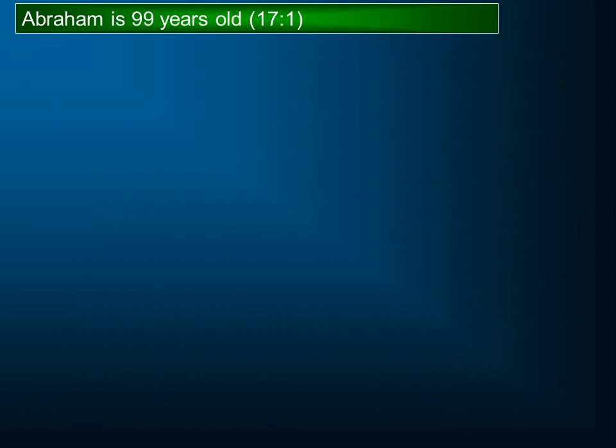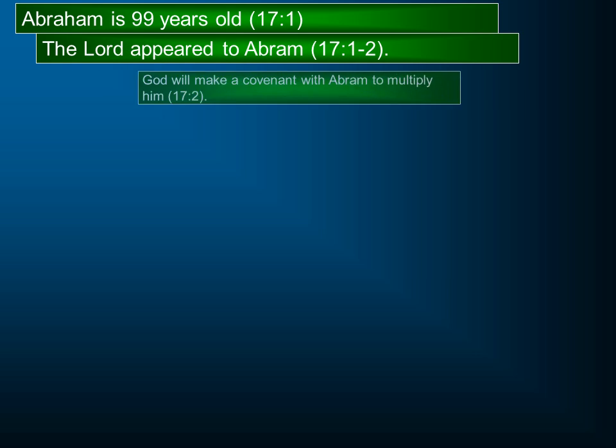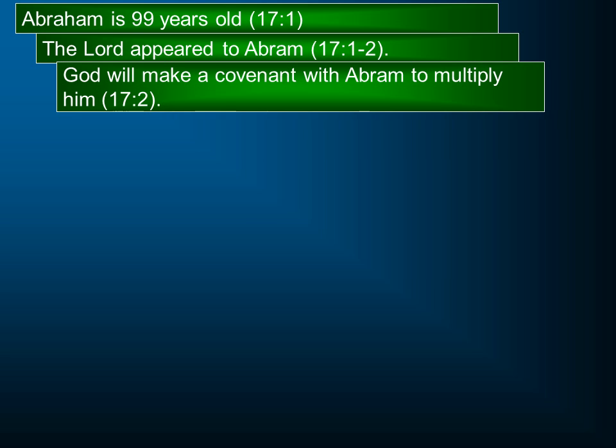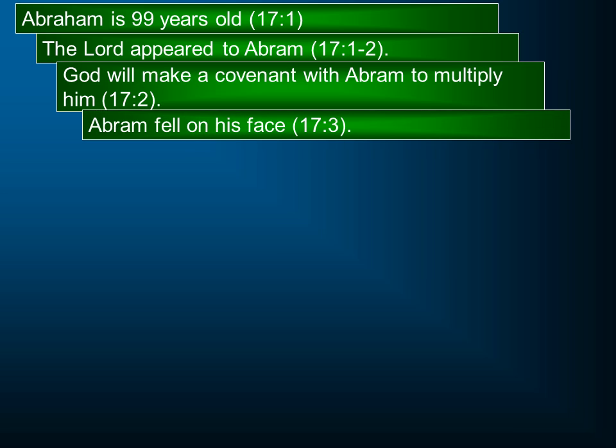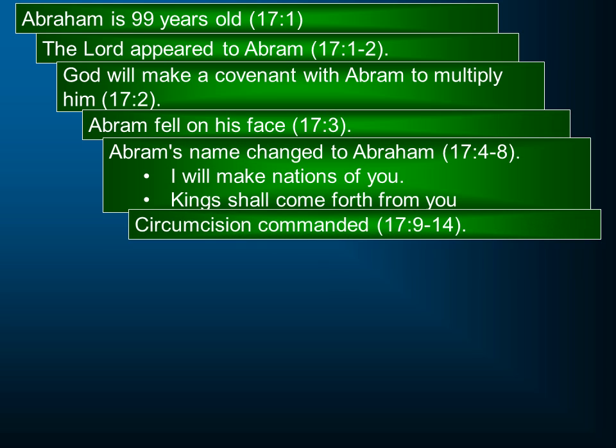In chapter 17, verse 1, we start off where we're told that Abraham, and we're going to switch to that name now, Abraham is 99 years old. In verses 1 and 2, the Lord's going to appear to him, and God's going to make a covenant with Abraham, and in that covenant he's promising he's going to multiply him. Abraham's going to fall, he's still Abram at this point, he's going to fall on his face. And his name is now going to be changed to Abraham, and God says to him, I'm going to make nations of you, and kings will come forth from you.